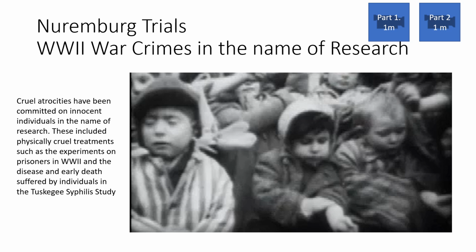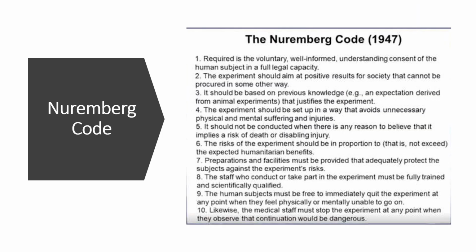So, as we discussed in our first lecture, cruel atrocities have been committed on innocent people in the name of research. These included physically cruel treatments like the experiments on prisoners in World War II, but also the disease and early death suffered by the individuals in the Tuskegee syphilis study, and we've discussed these earlier. So what came out of the Nuremberg trials? Well, the Nuremberg Code was developed in response to that.